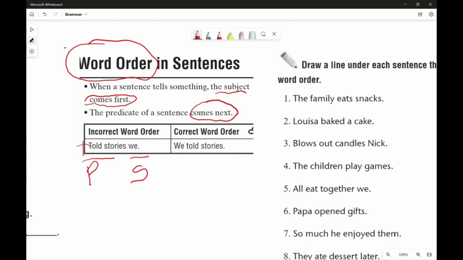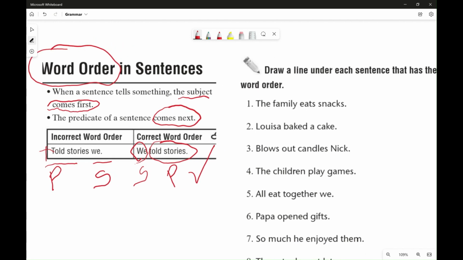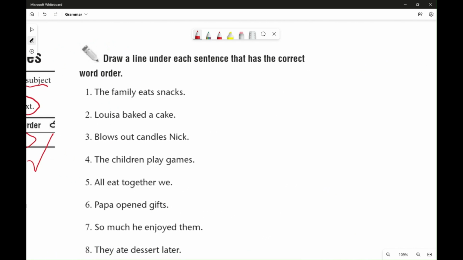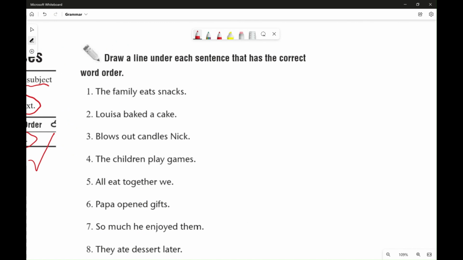Not correct. Correct word order: We is the subject. Told stories is the predicate. Okay, this is correct. Now, let's go to the last exercise. Draw a line under each sentence that has the correct word order. The family eats snacks. The family is the subject. Eat snacks is the predicate. Correct.